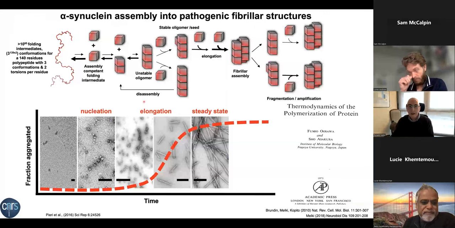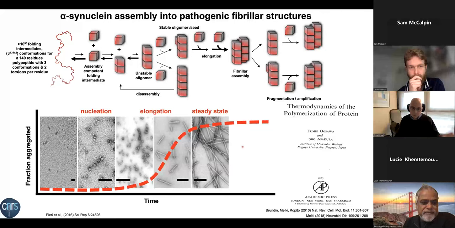Another way to represent this in a static manner is what is represented here. You have one molecule in a conformation represented by a cube that can pile up. You have either longitudinal or lateral interaction. When you have both longitudinal and lateral interactions, you form a seed that can grow indefinitely by addition of its constituting molecules. This is very well explained in this book from two Japanese colleagues. I very much recommend you look at this book to understand the thermodynamics of polymerization, not only of the amyloid proteins, but also of microtubules, for example.